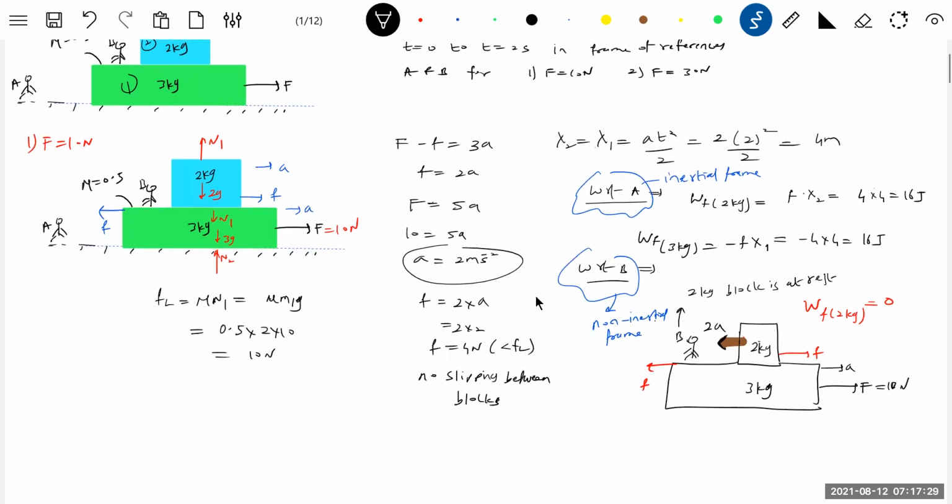So what will we write? Work done by friction on 2 kg block. I'll write the comment here. Work done by friction on 2 kg block is 16 joules with respect to ground. Who is the ground? Person A. Person A, the inertial frame.